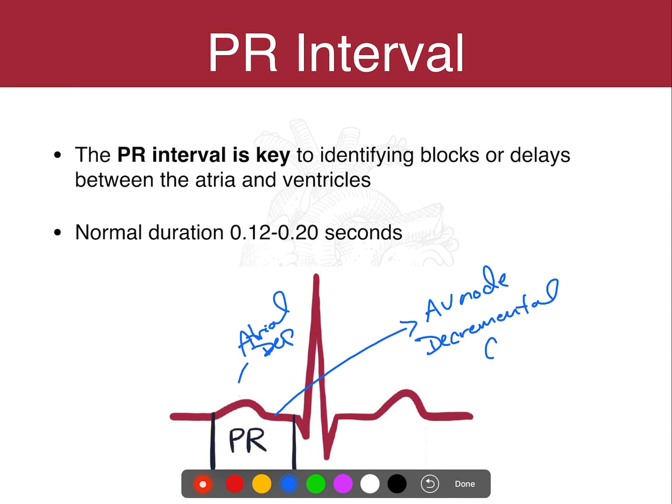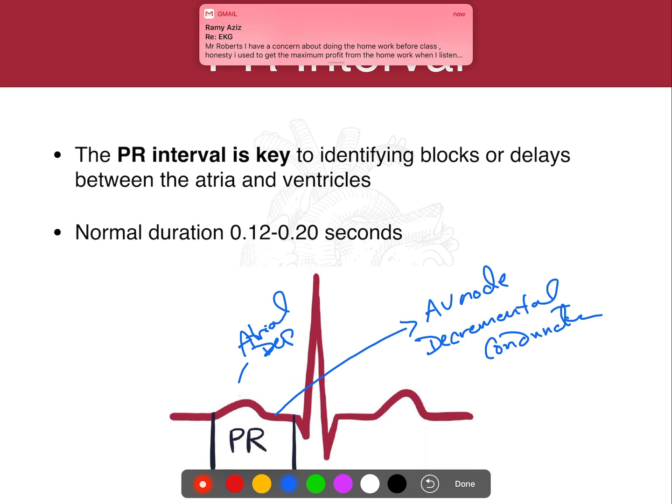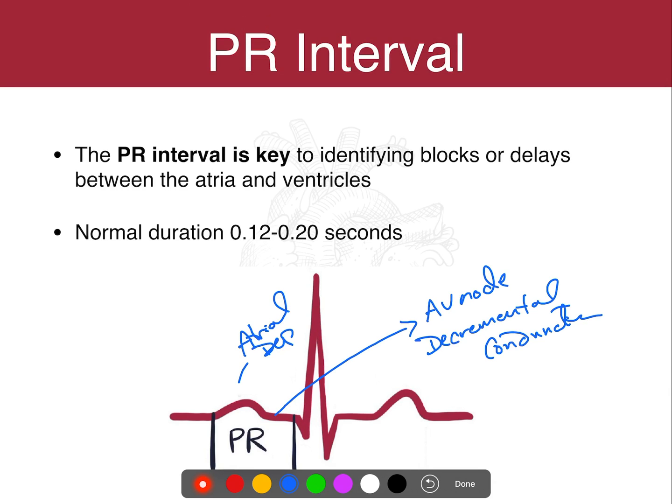Now, you may remember decremental conduction. This is where things normally slow down through the AV node to allow time for the ventricles to fill up before the depolarization continues and they contract. So in this situation, what we have is a prolonged PR interval, which may indicate that there's a block or delay going on in the PR interval. So we'll talk about that.